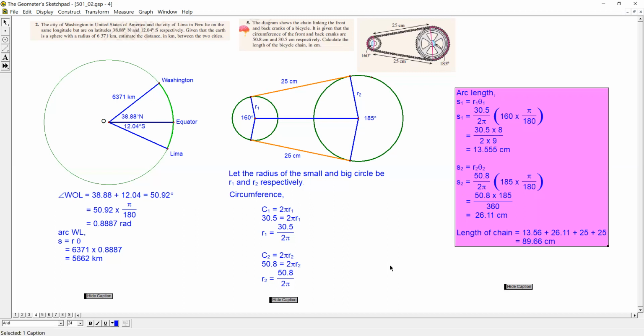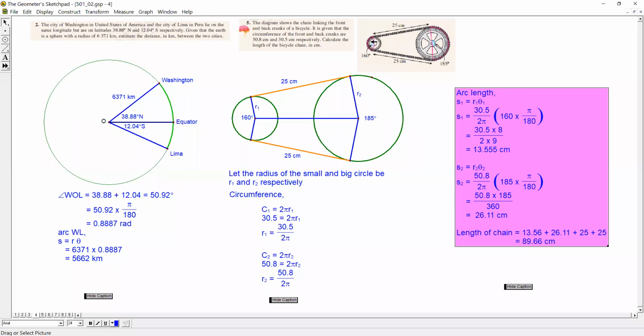If you look at the chain here, the chain consists of one arc, the small arc, the big arc, and the two tangents. The tangents we do not need to find, they are given. So we find the two arcs here. That is why I proceed to find the arc length.